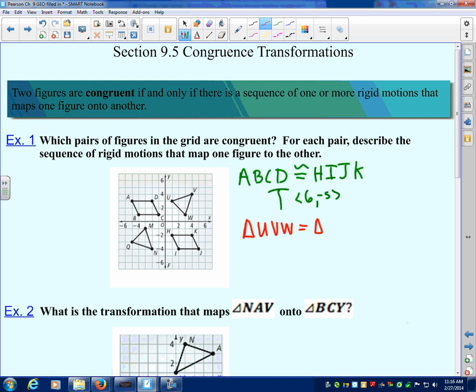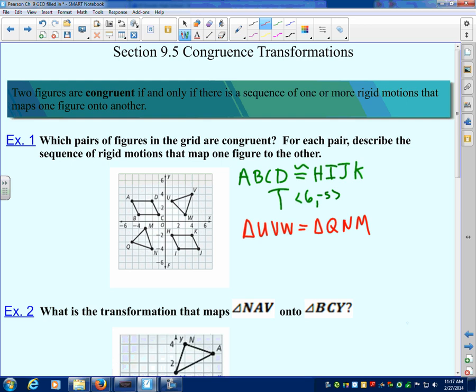I think I can demonstrate this better. So the M would go with the W, and then the U, if I slide it over and flip it over, is going to go with the Q. And the V, if I slide it and flip it over, should go with the N. Actually, it should be Q and M, is the way I did it. Let's try it and see if that works.